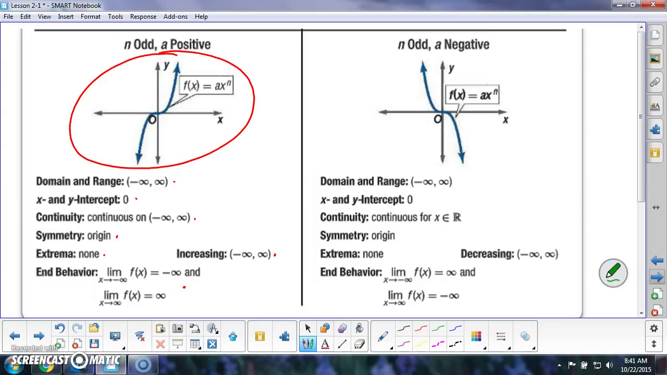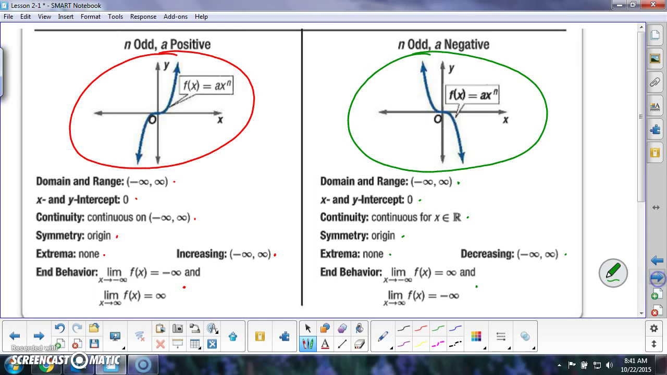Well then, if your exponent is odd and your leading coefficient is negative, it's going to look more like this. That's what I like to call a disco guy Larry, because the left side's going up. And the characteristics are down below. You've got domain is all real numbers. X and y intercept at 0. It's continuous. Symmetry of the origin. No mins or maxes. You got it decreasing everywhere from negative infinity to positive infinity. And then the end behavior is written below. As you go to the right, it goes down. As you go to the left, it goes up.